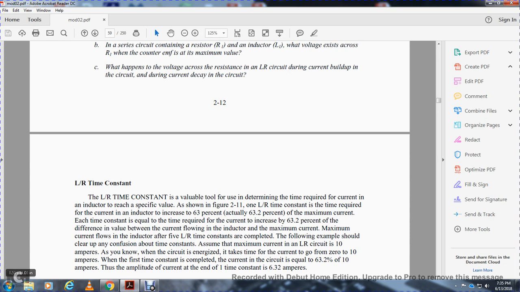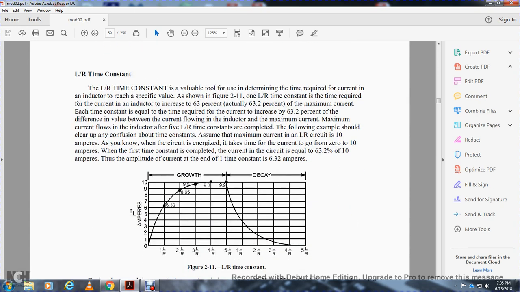The following examples show how to clear up the confusing time constant. Assume that the maximum current in the inductance-resistance circuit is 10 amperes when the circuit is energized, so the current goes from 0 to 10 amperes. The first time constant is completed with the circuit current at 63.2% of 10 amperes. The amplitude of the current at the end of one time constant is 6.32 amperes.